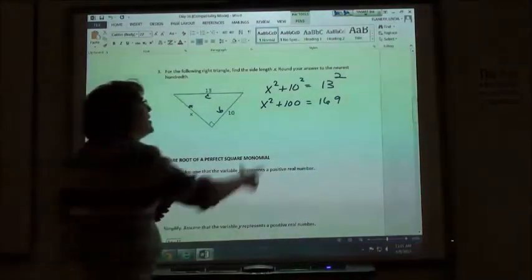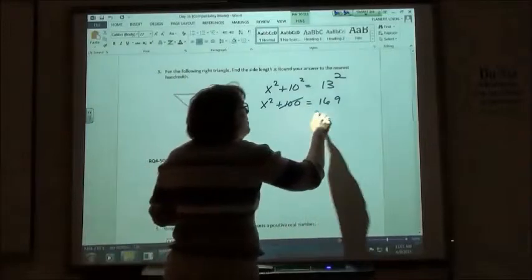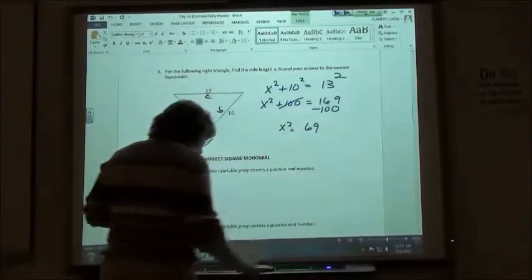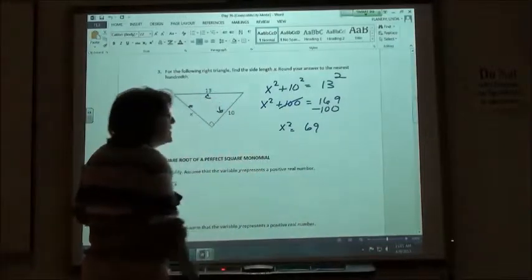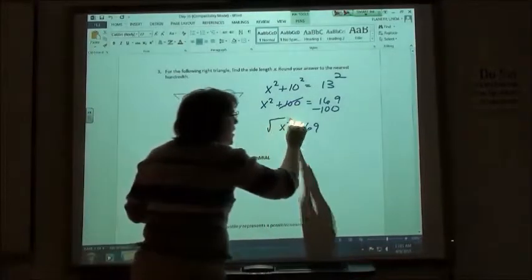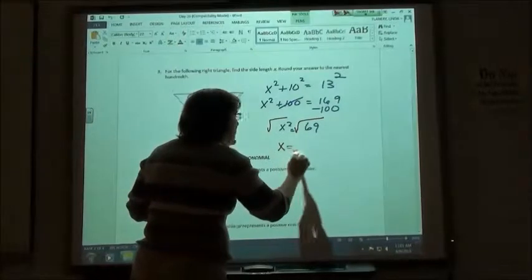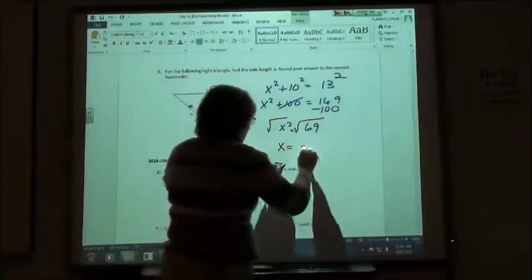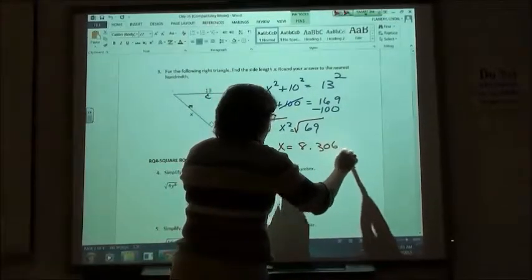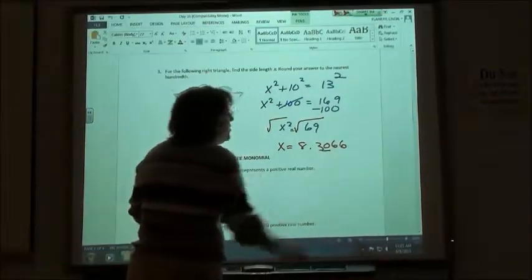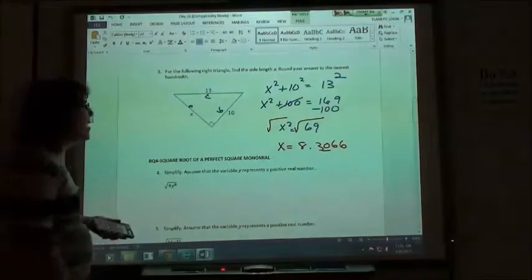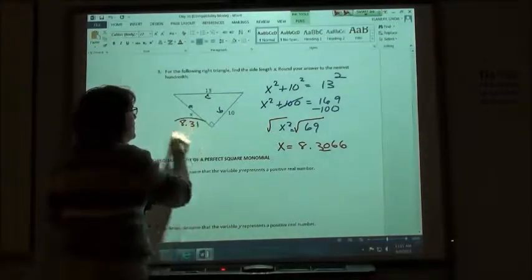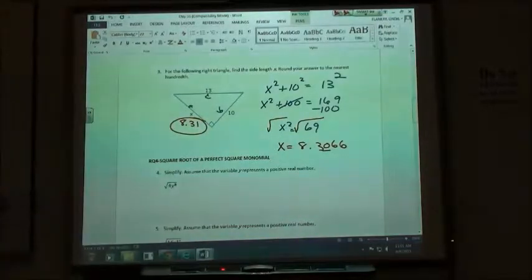Again, to solve this one, since I want the x by itself, I've got to subtract the 100. X squared equals 69. In order to get just a plain x instead of an x squared, I take the square root of both sides. And so the square root of 69 gives me 8.3066. I want to round it to the nearest hundredth. Because there's a 6 behind there, I have to round that one up. 8.31 is going to be my answer rounded to the nearest hundredth.